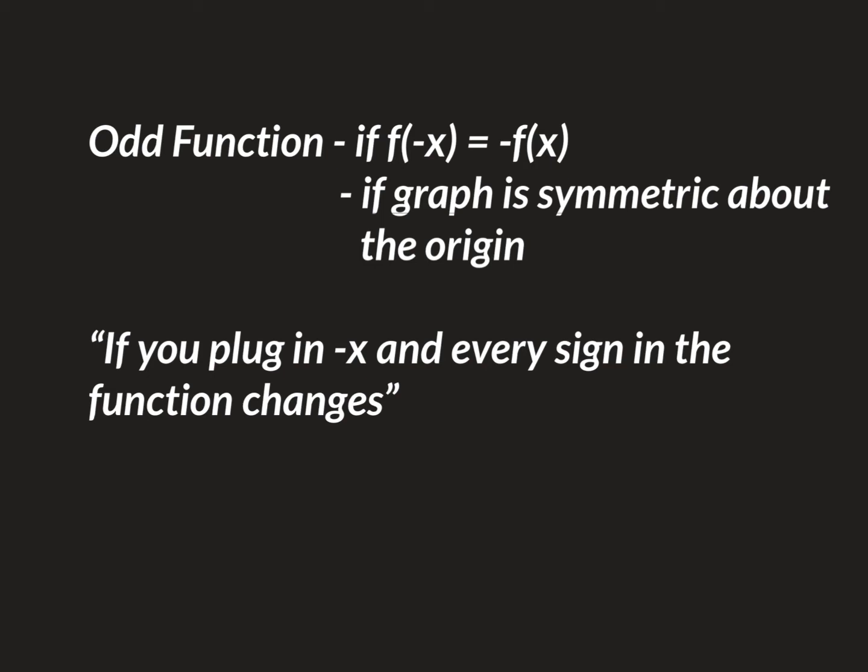Odd function, something a little different happens. An odd function is when f of negative x equals the opposite of f of x. It means every sign changes. Or if the graph is symmetric about the origin, and that's kind of a weird kind of symmetry. When something is symmetric about the origin, that means the graph looks the same upside down as it does right side up. That's how you can tell. It's hard to tell sometimes just by looking. Turn your paper, turn your book, whatever, upside down. If it looks the same, it's odd. Again, the everyday kind of language: if you plug in negative x and every single sign on the function changes, it's odd.